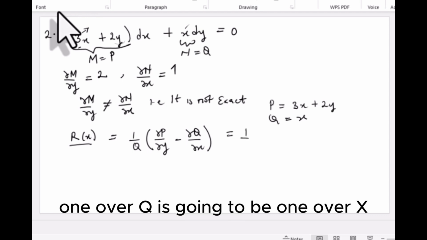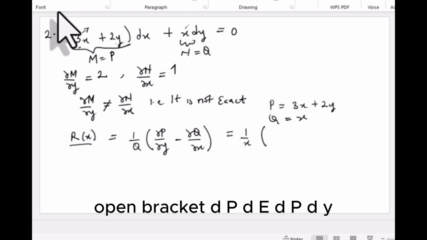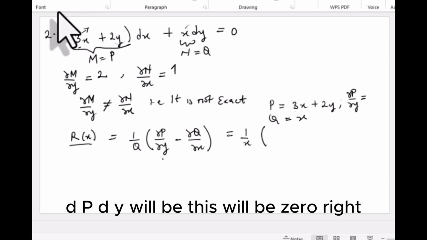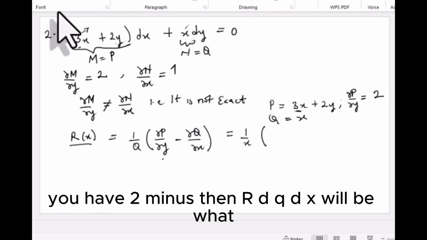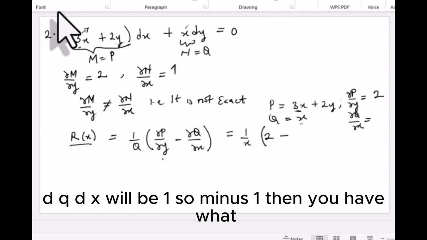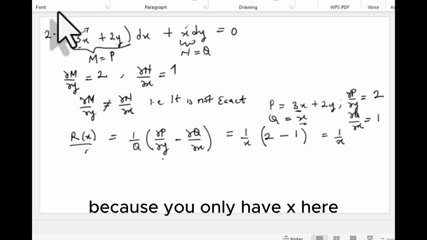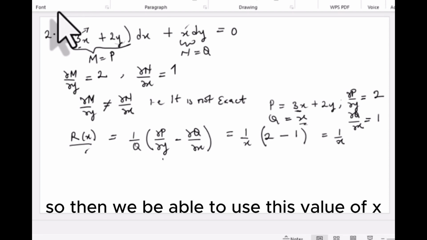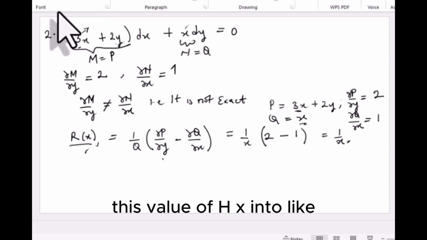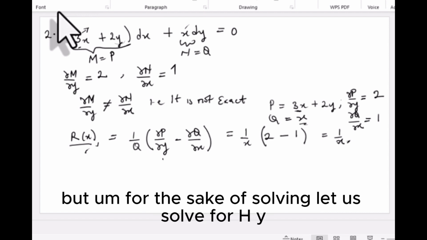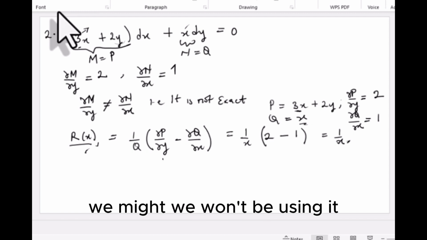1 over Q is going to be 1 over x, open brackets, ∂P/∂y. Let's write our ∂P/∂y here. ∂P/∂y will be 2, and then minus ∂Q/∂x, which will be 1. So you have 2 minus 1, then you have 1 over x. Can you see R(x) here is a function of x, because you only have x here. So we'll be able to use this value of R(x) and continue with R(x) instead of moving to R(y). But for the sake of solving, let us solve for R(y). We won't be using it, but let us solve for R(y).